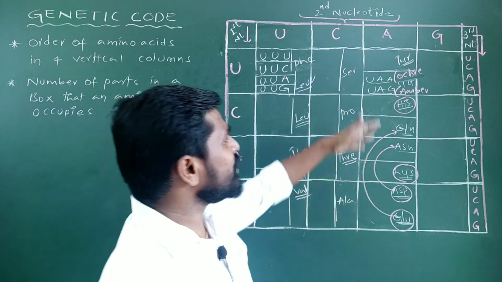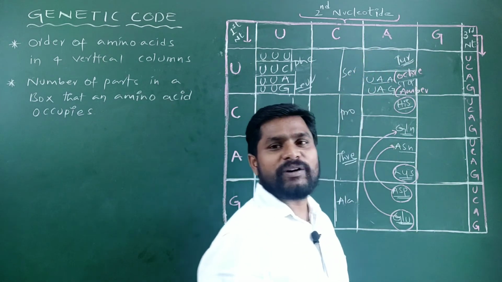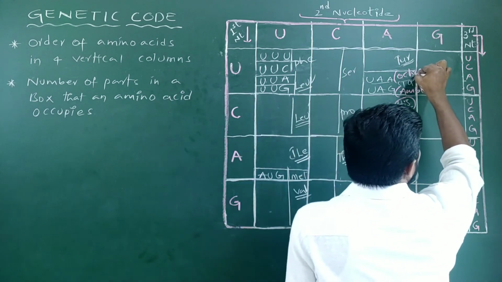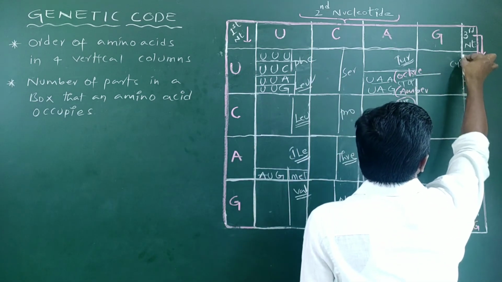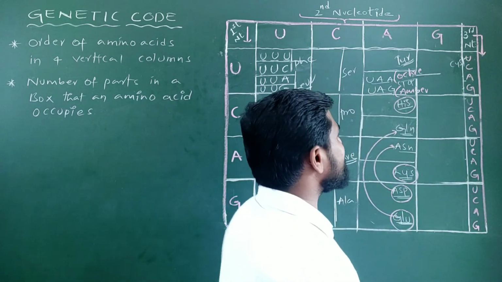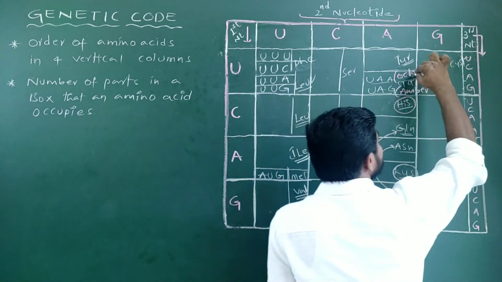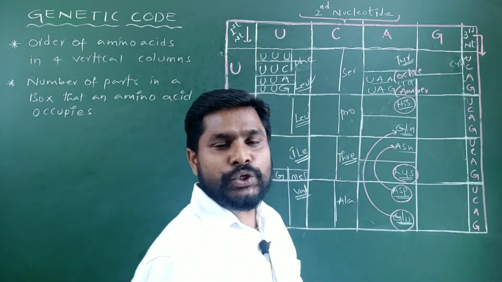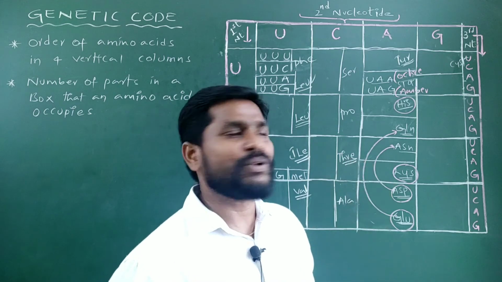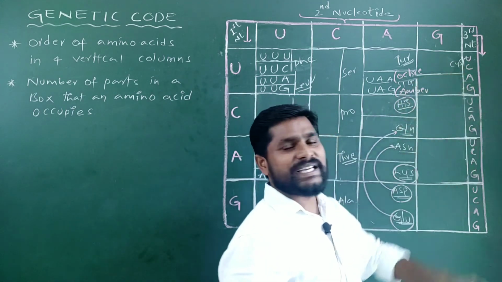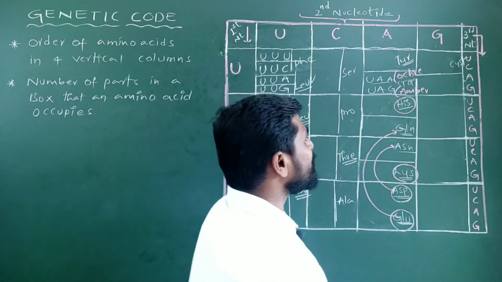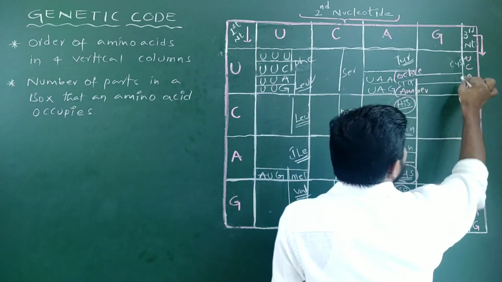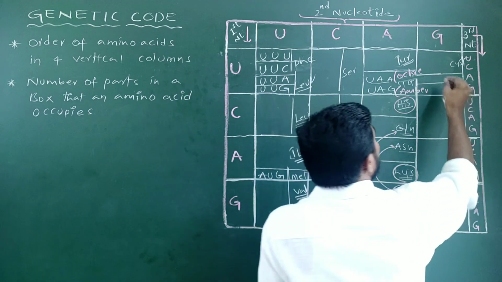And if you come to the last vertical column, the fourth vertical column of the genetic code, the first box of this fourth vertical column is occupied by the amino acid cysteine. The cysteine occupies the first half of the first box of the fourth vertical column, nothing but two triplet codons. The first two triplet codons code for the amino acid cysteine. And the third part of this box of the fourth vertical column codes for a stop codon, that is opal.